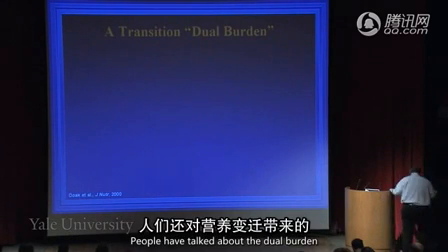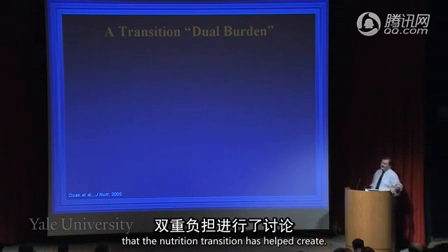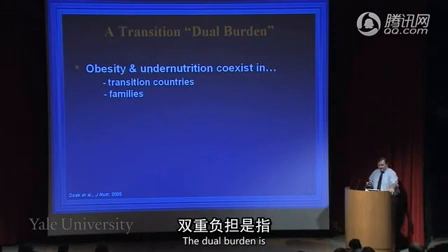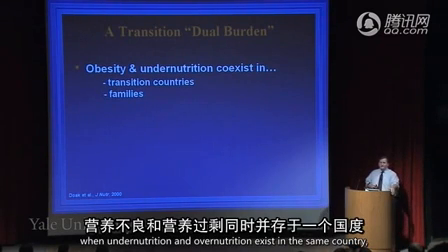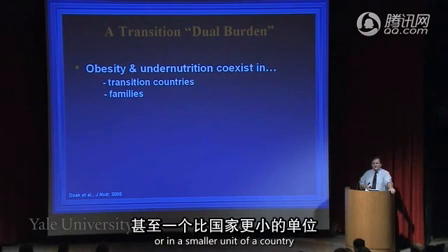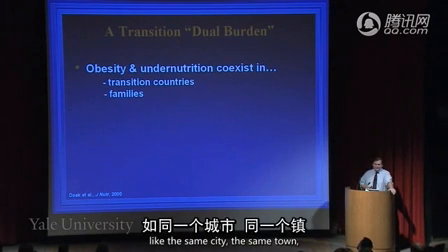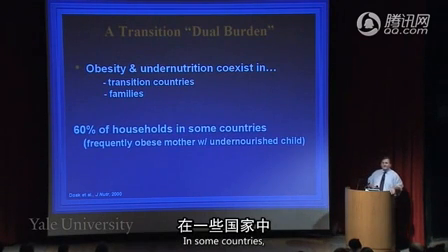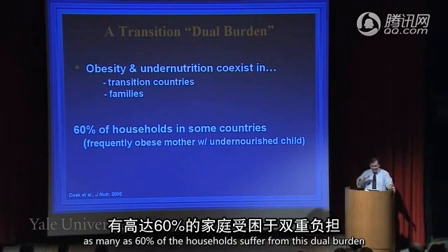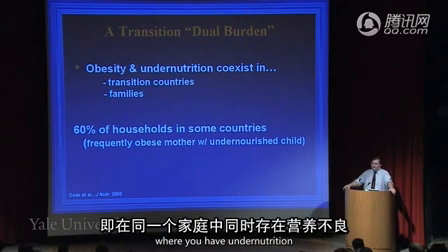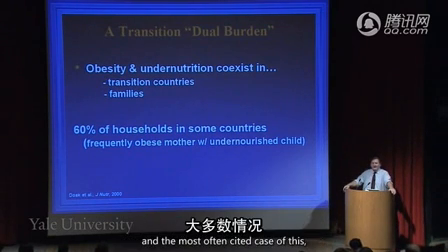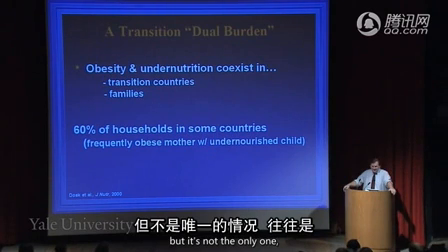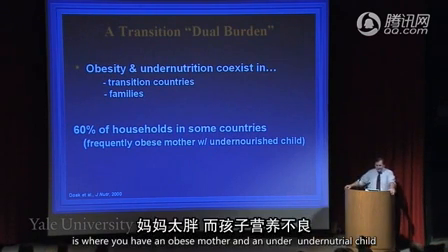People have talked about the dual burden that the nutrition transition has helped create. And the dual burden is when undernutrition and overnutrition exist in the same country, or in a smaller unit of a country, like the same city, the same town, or as we mentioned before, even the same family. So in some countries, as many as 60% of the households suffer from this dual burden, where you have undernutrition and overnutrition going on in the same family. And the most often cited case of this, but it's not the only one, is where you have an obese mother and an undernourished child.